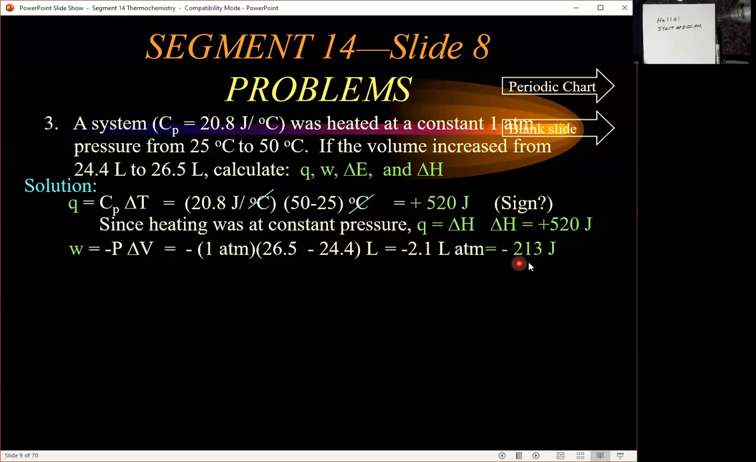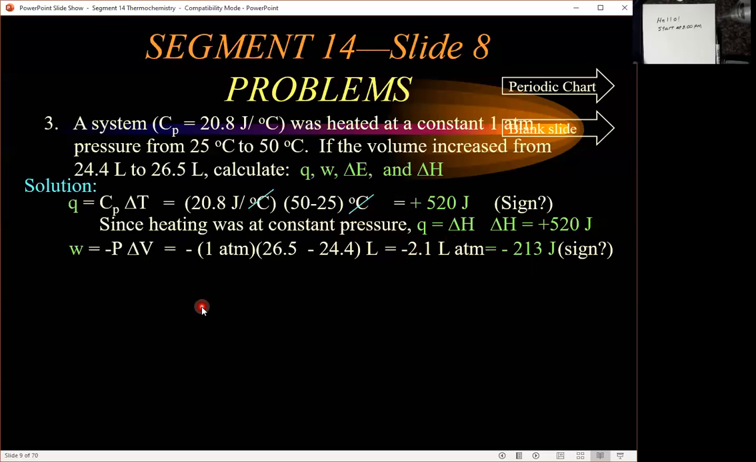That's how I got this 213 joules: I took 2.1 multiplied by 8.314 and divided by 0.0821. And that gave me the unit in joules. I wanted it in joules to compare with these other numbers up here.